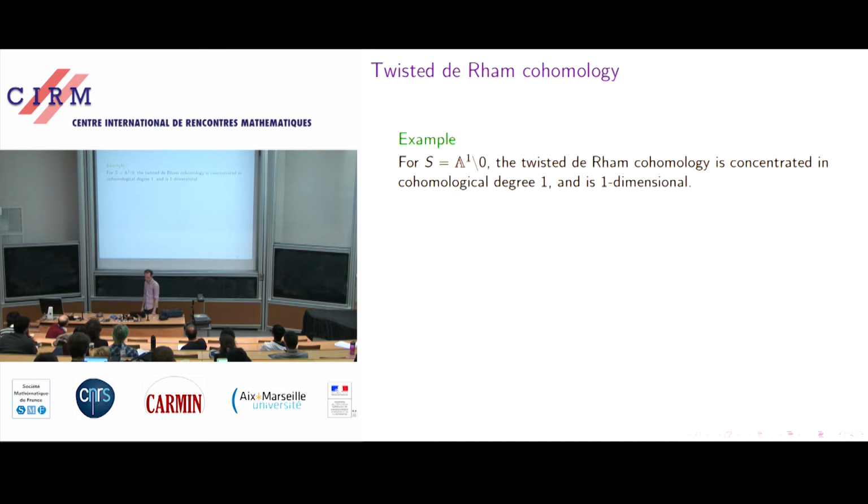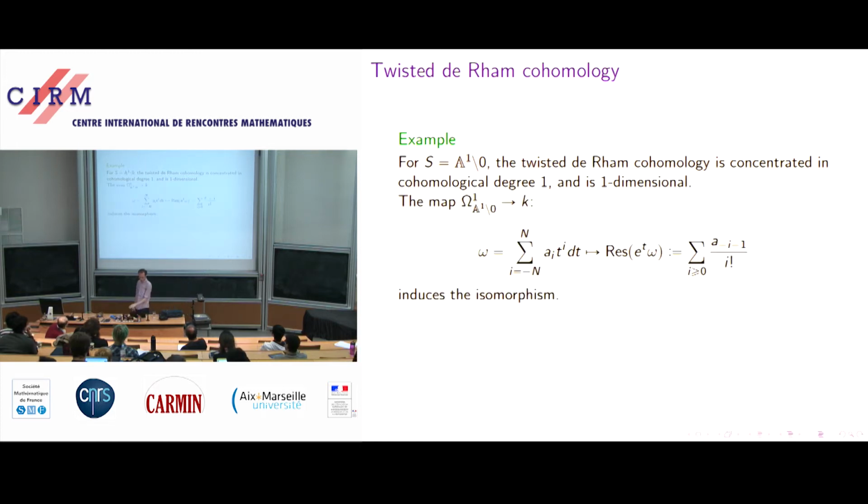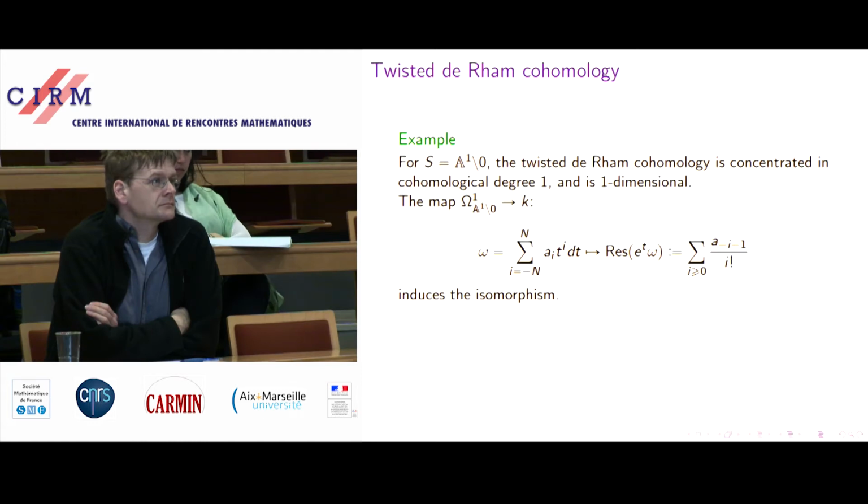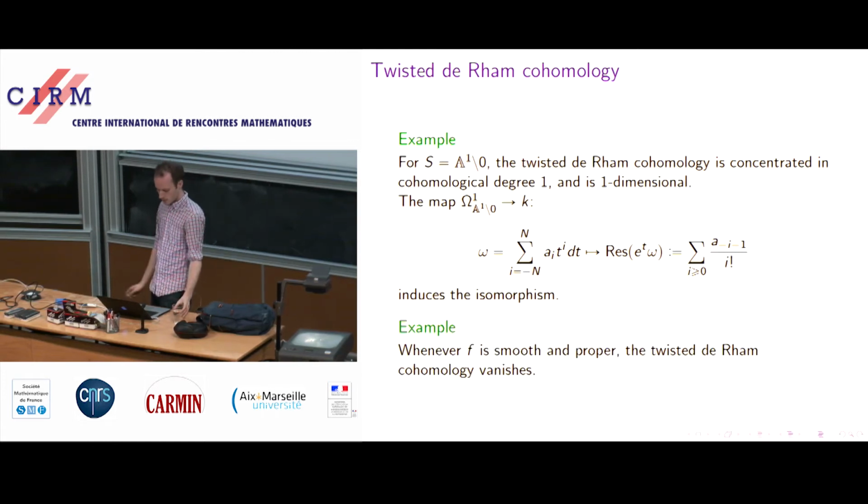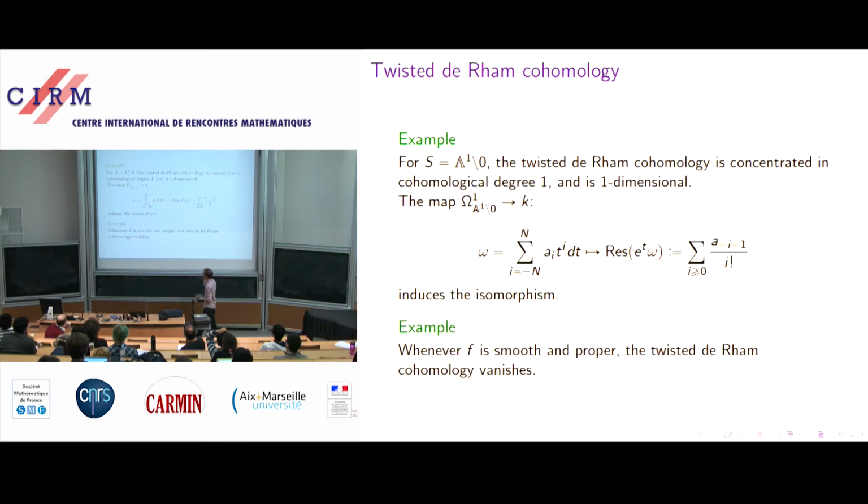OK, as a second example, suppose now that S is A1 minus 0, mapping into A1 as the embedding. In this case, the twisted de Rham cohomology is something very explicit again. The zeroth cohomology is going to vanish, and the first cohomology is one-dimensional. You don't need to remember this formula, but here's the formula to give the isomorphism. You map omega 1, and I claim that the kernel of this map is exactly the image of the de Rham differential. So you take your one form, you multiply by e to the t, and you take the residue, which doesn't really make sense because it's algebraic, but you can make sense of it by that formula.